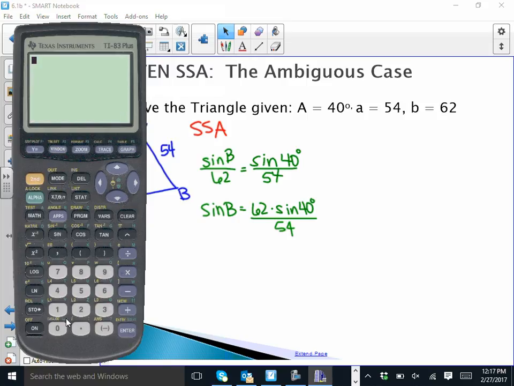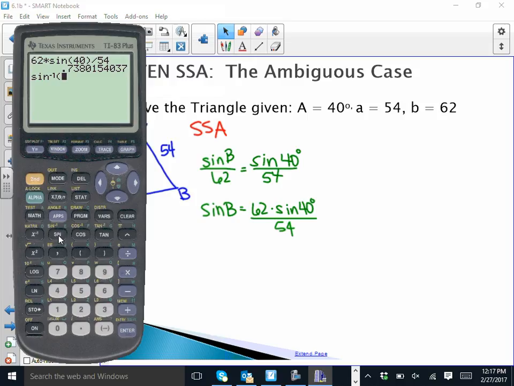Okay, so in your calculator, take 62 times the sine of 40 divided by 54. Is that an angle? It is not an angle, okay? So it would be a silly angle, wouldn't it? You can turn that into inverse sine of that number equals B. But since the sine of B equals this number, to get the angle, we need inverse sine.